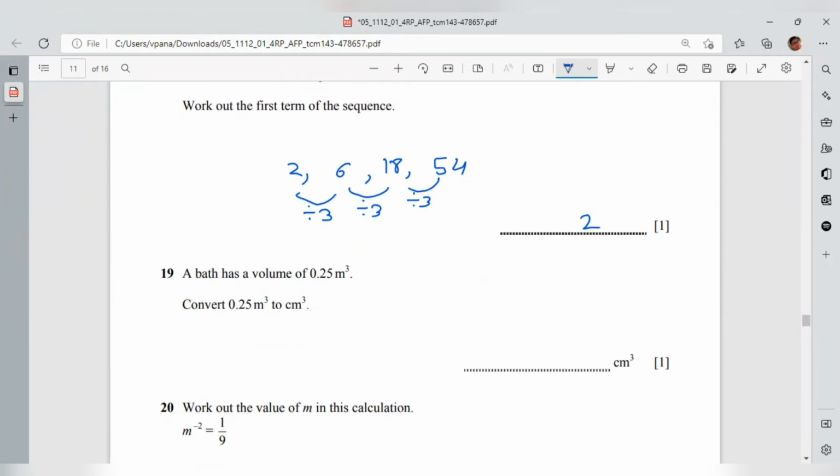Convert 0.25 meter cube to centimeter cube. So 1 meter cube is equal to 1 meter times 1 meter times 1 meter. This you don't have to show in the paper, but I'm just explaining. So 1 meter is 100 centimeter. So 100 centimeter times 100 centimeter times 100 centimeter. So when we are converting meter cube to centimeter cube, we have to multiply by a million. So multiplying 0.25 meter cube to centimeter cube, it is 0.25 times a million, that is 10 to the power 6.